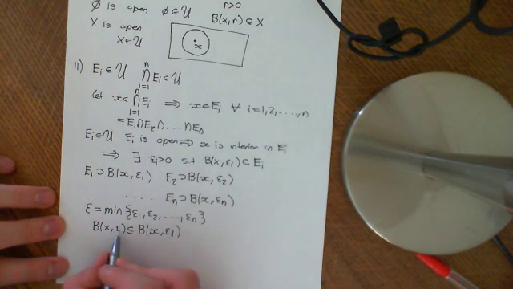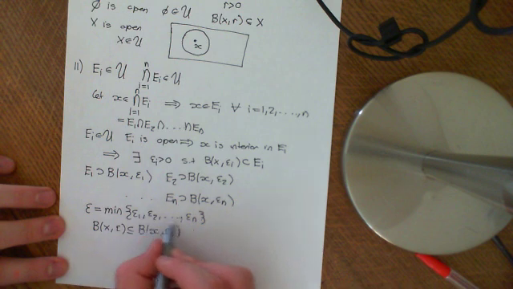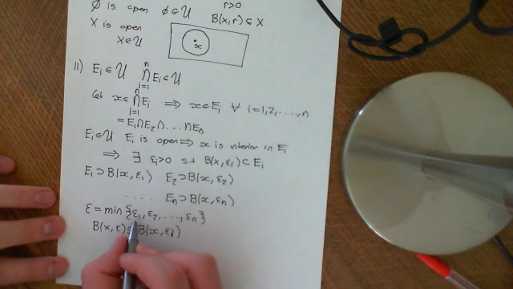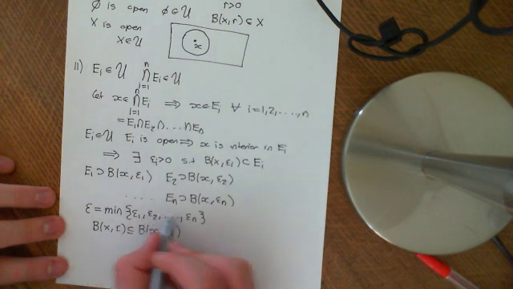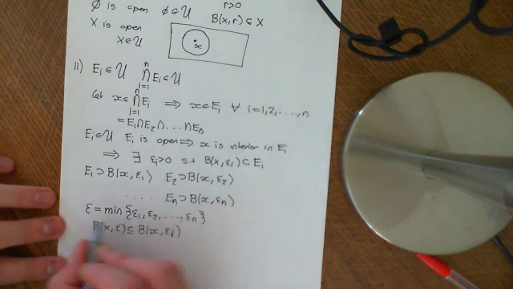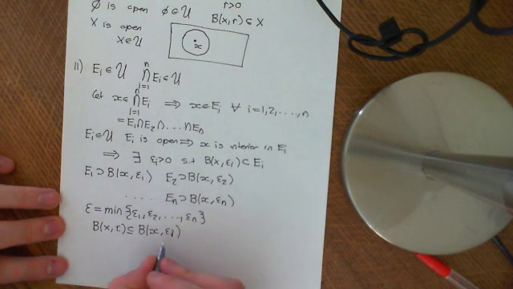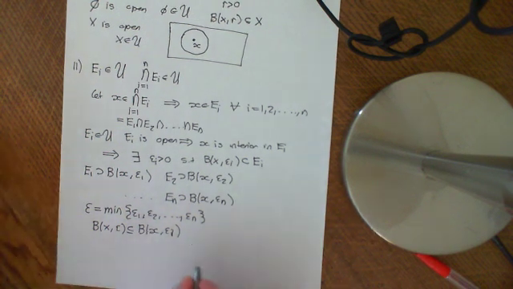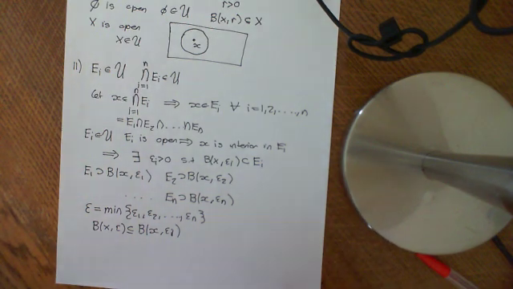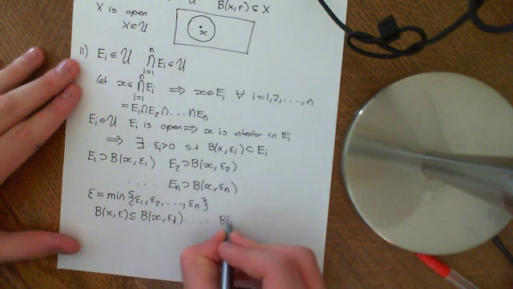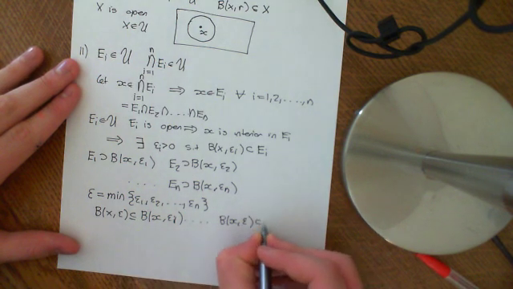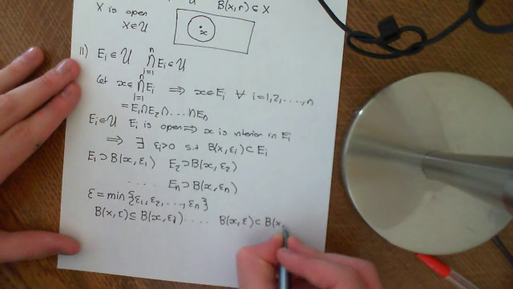So epsilon is either equal to epsilon 1 or it's smaller than epsilon 1, because if it's equal to epsilon 1, it means that the minimum of all of these was equal to epsilon 1. If it's not equal to epsilon 1, it implies that there was some element in here which was smaller than epsilon 1, and that's the value of epsilon. So the ball around x of size epsilon is contained within the ball around x of size epsilon I, and that's true for all I.